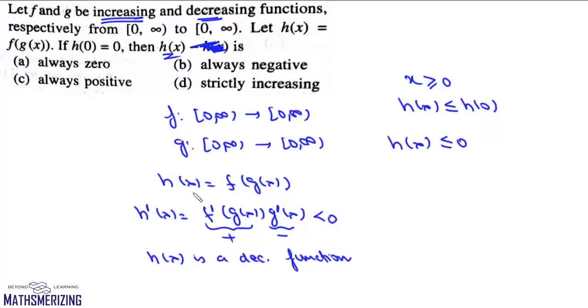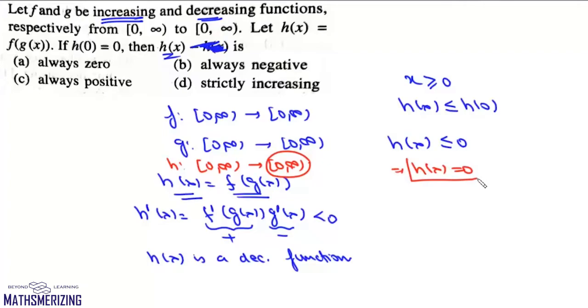Now this hx is composition of f of gx. So this hx will be defined from 0 to infinite to 0 to infinite. So its codomain will be from 0 to infinite. So this hx cannot take a negative value. So from this, the only possible value of hx is simply 0. So this hx will be a constant function whose value is always 0. So answer to this question is a, always 0.